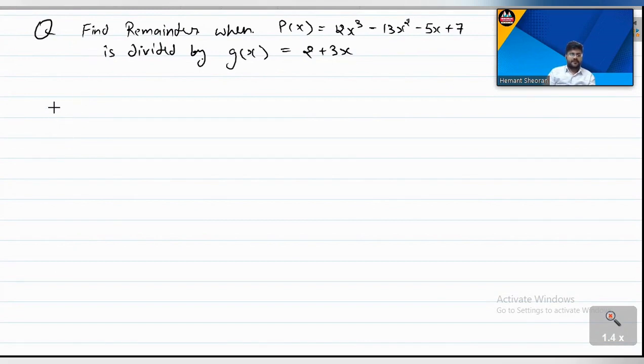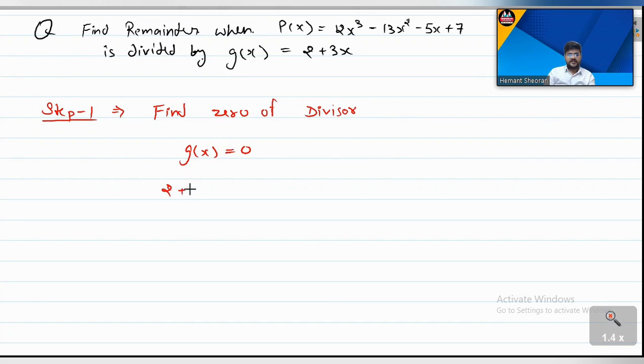So what was step number 1? Find the zero of the divisor. Our divisor is g(x), so we put g(x) equals 0, and 2 plus 3x equals 0 will give you the value of x. So x will come out to be negative 2 over 3. Yes or no? Okay, then comes step number 2. Step number 2 is just simple substitution.